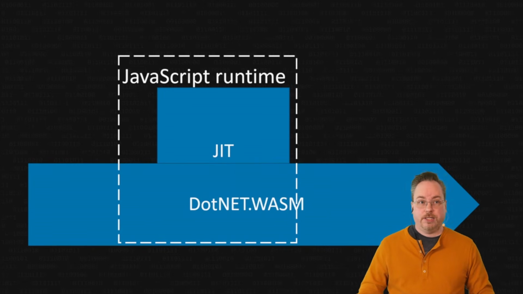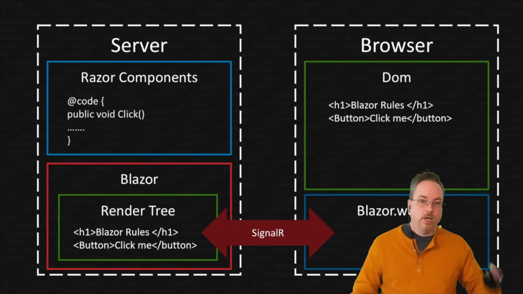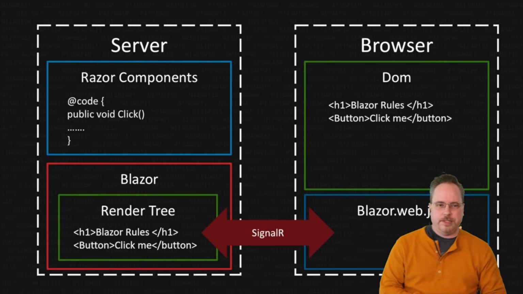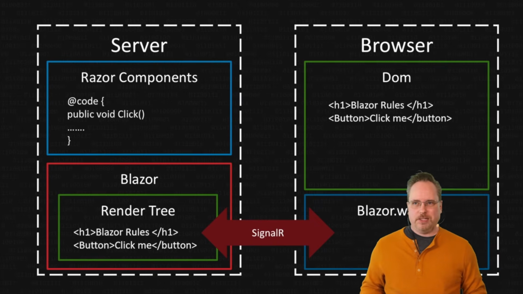But we're going to come back to footprint as well. Okay, so let's go back to this slide. So this is what Blazor Server looks like. We got the server, we got the Razor component, Blazor render tree, DOM, and some JavaScript.